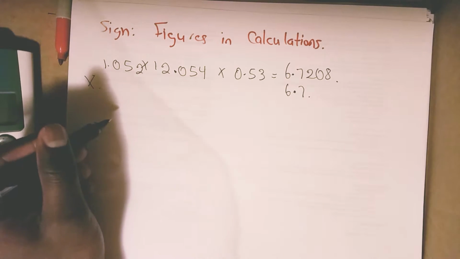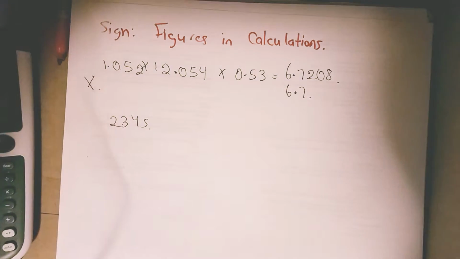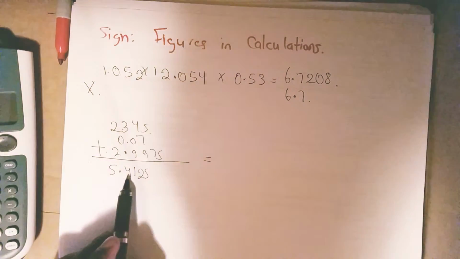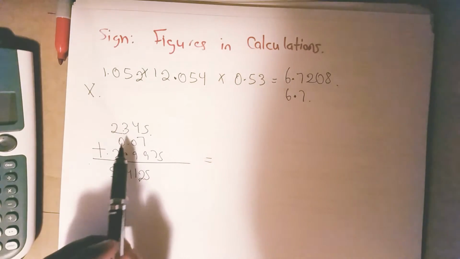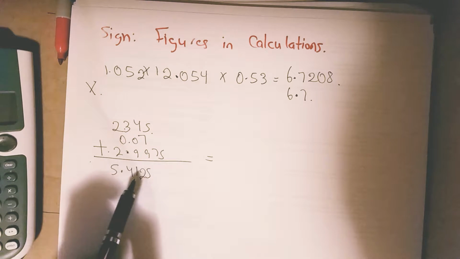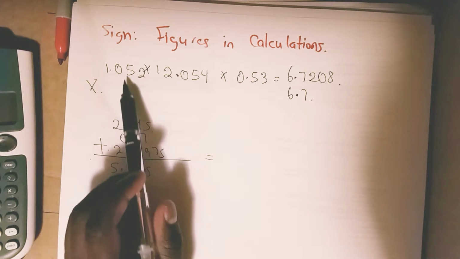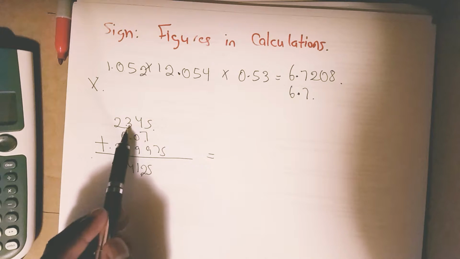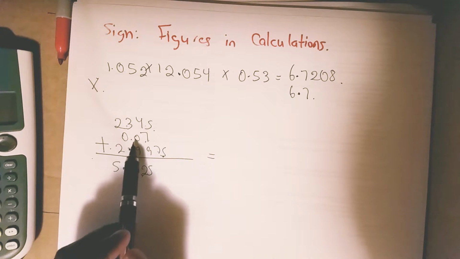Now when you add, say you have 2.345, like this number here. When you add all these numbers up, you get 5.4125. When you're adding numbers, you take the least amount of decimal places, which is very different from multiplication. So he has 1, 2, 3 decimal places. He has 2. He has 1, 2, 3, 4. So the least amount would be 2.